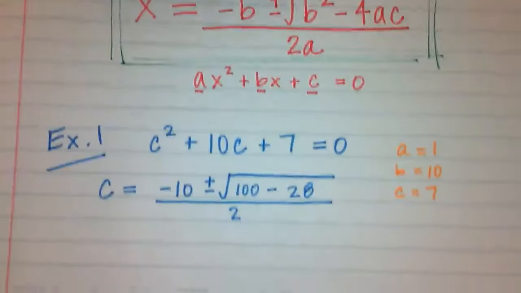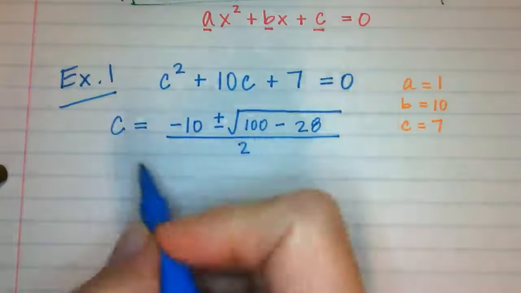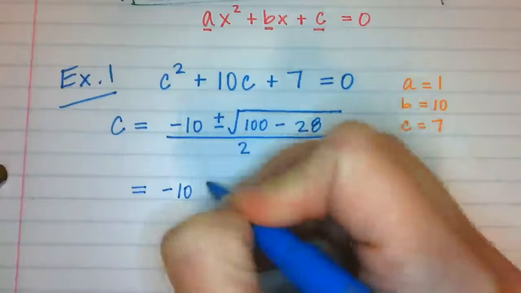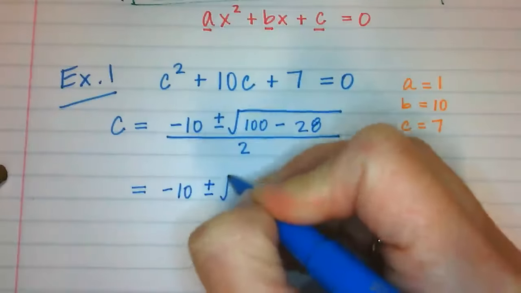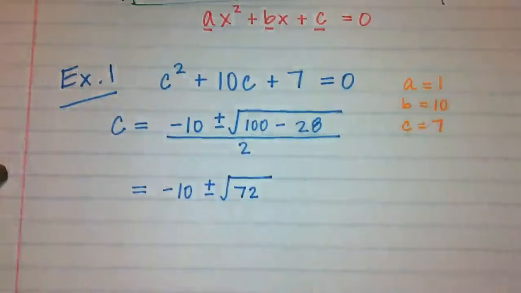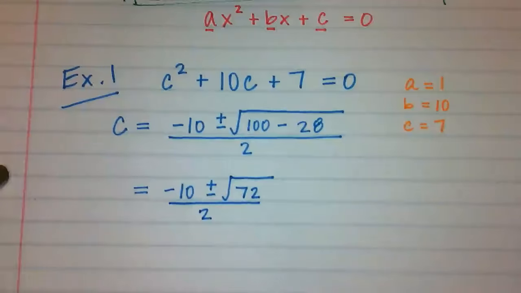So now what we need to do is just use order of operations and simplify. So first thing I need to do is to take care of this square root. So we have negative 10 plus or minus 100 minus 28 is going to be 72. So I have the square root of 72, and all of that is over 2.